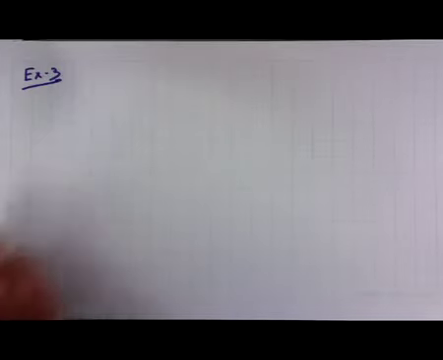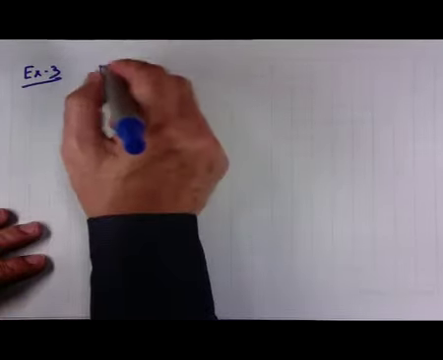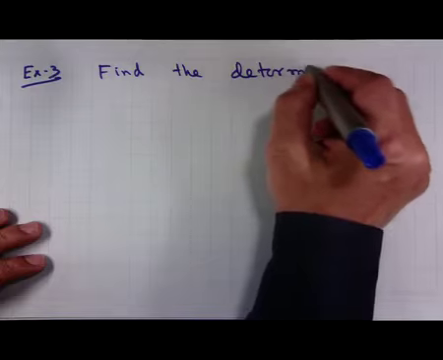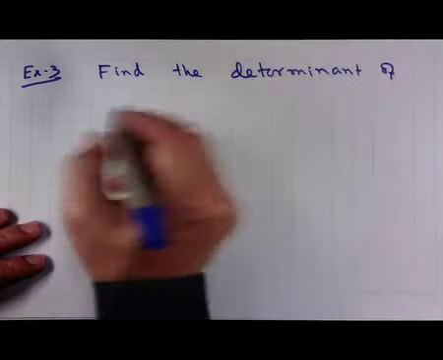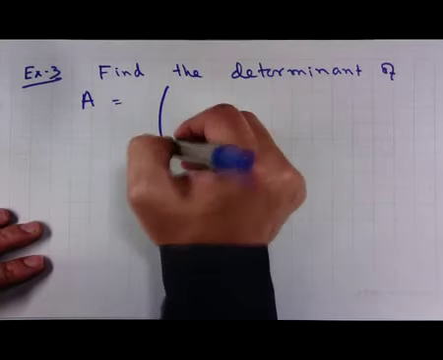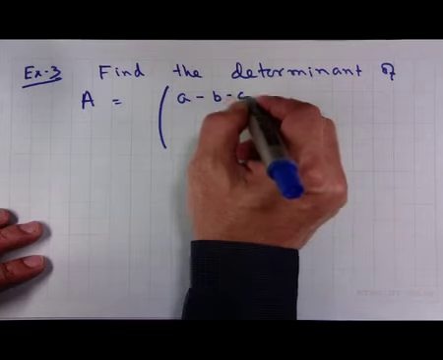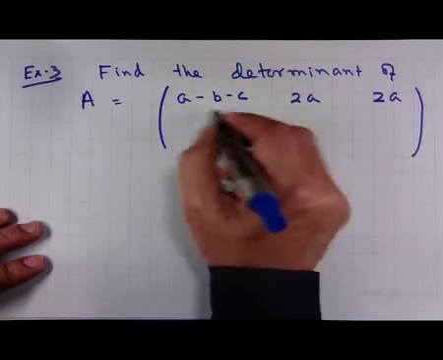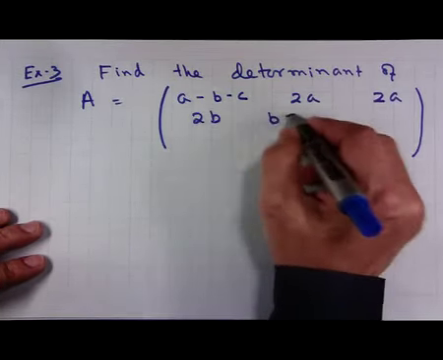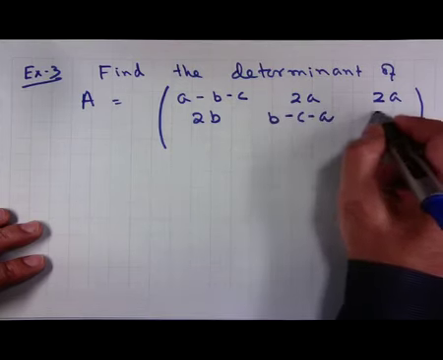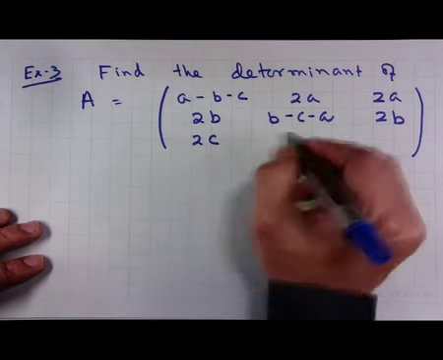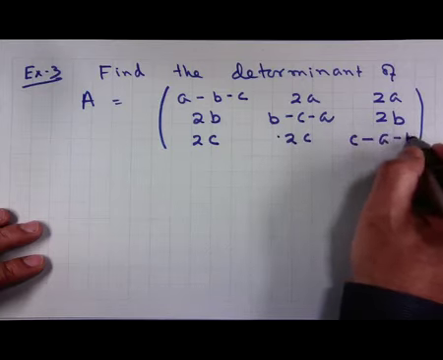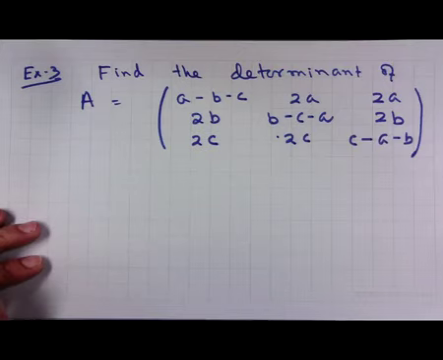Example 3. Find the determinant of the matrix with rows: A minus B minus C, 2A, 2A; 2B, B minus C minus A, 2B; 2C, 2C, C minus A minus B. We need to compute the determinant.